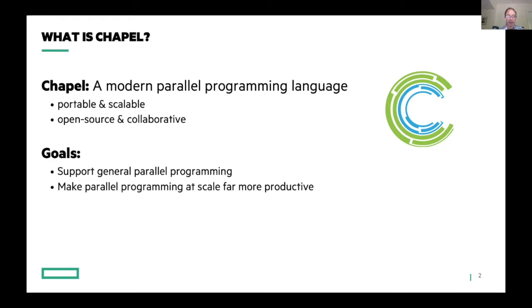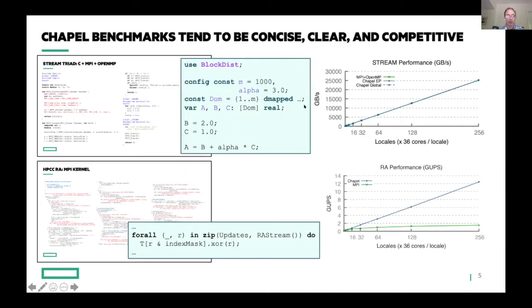And at the same time, we want to make parallel programming at large scales far more productive than it is today with status quo technologies. So if we just look at this kind of simple example, on the left here, I've got a few simple but important benchmarks written in MPI and OpenMP. In the middle here, I've got those same codes written in Chapel. And as you can see, they're much more concise and clean, and I would argue easy to understand.